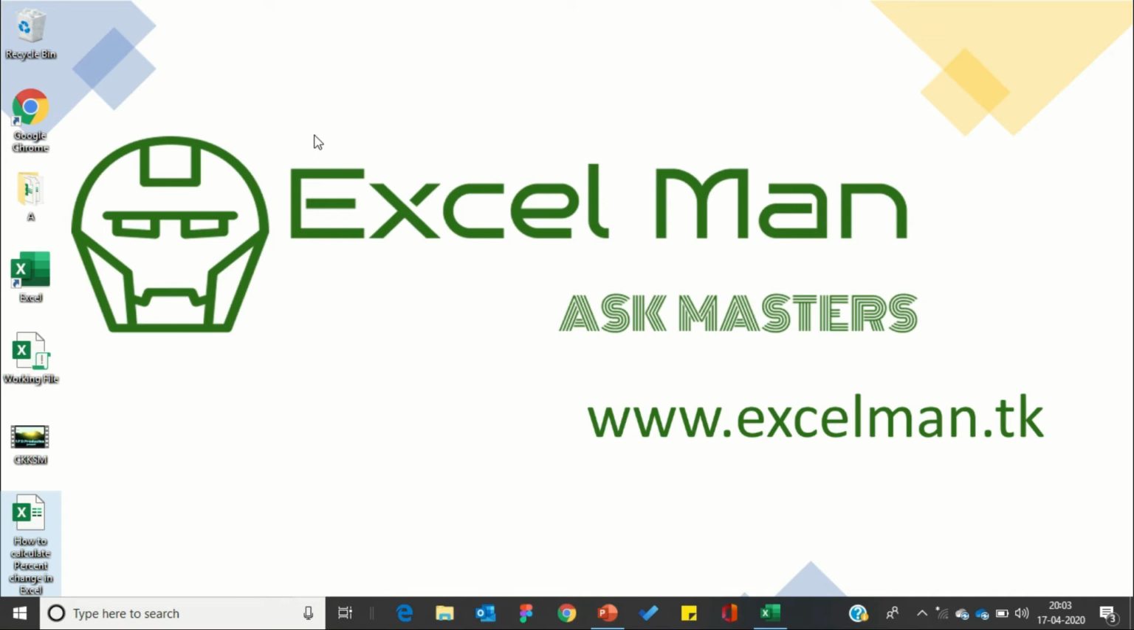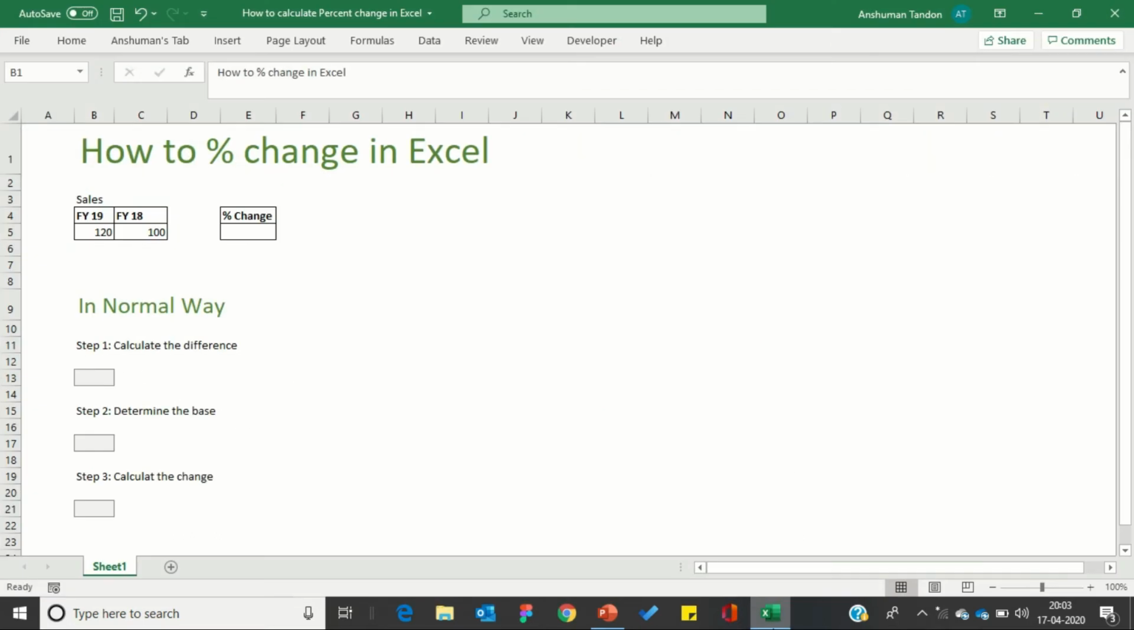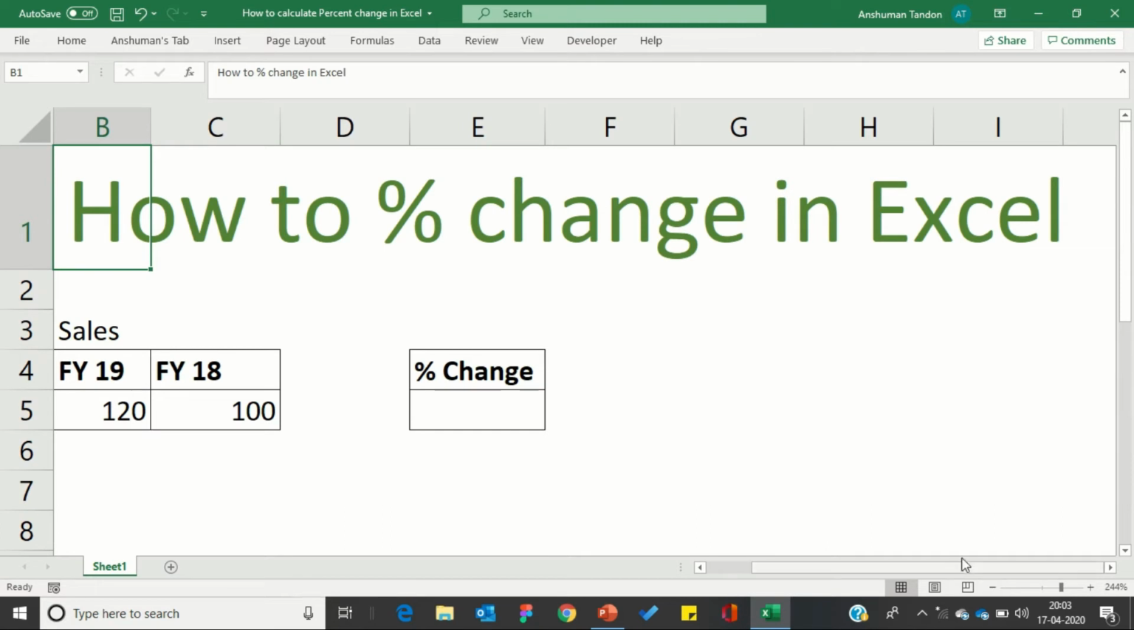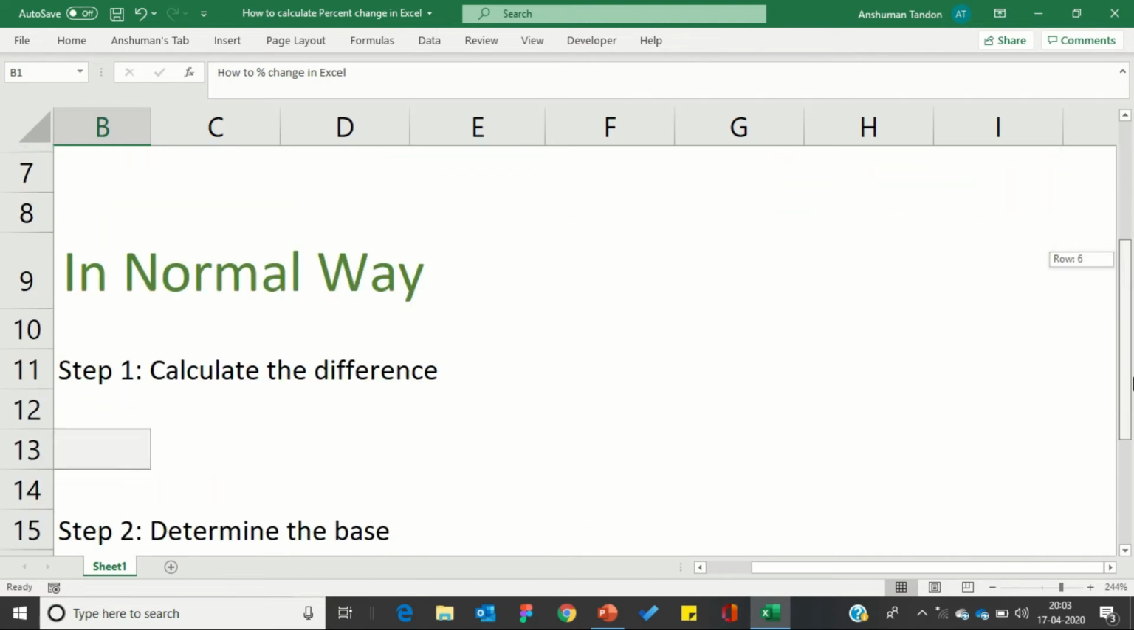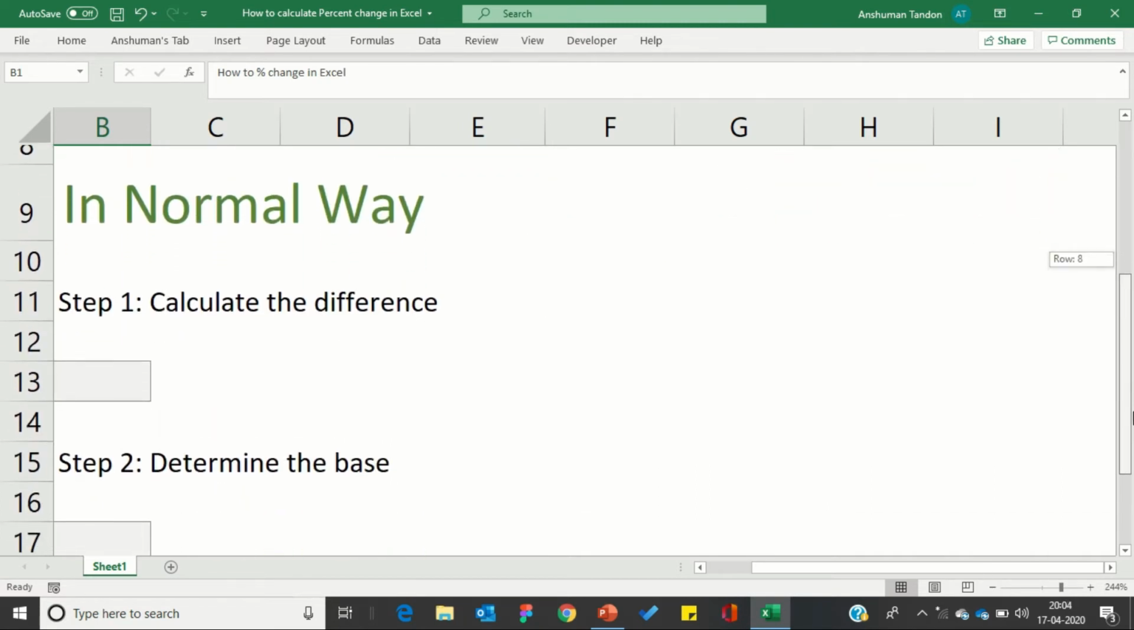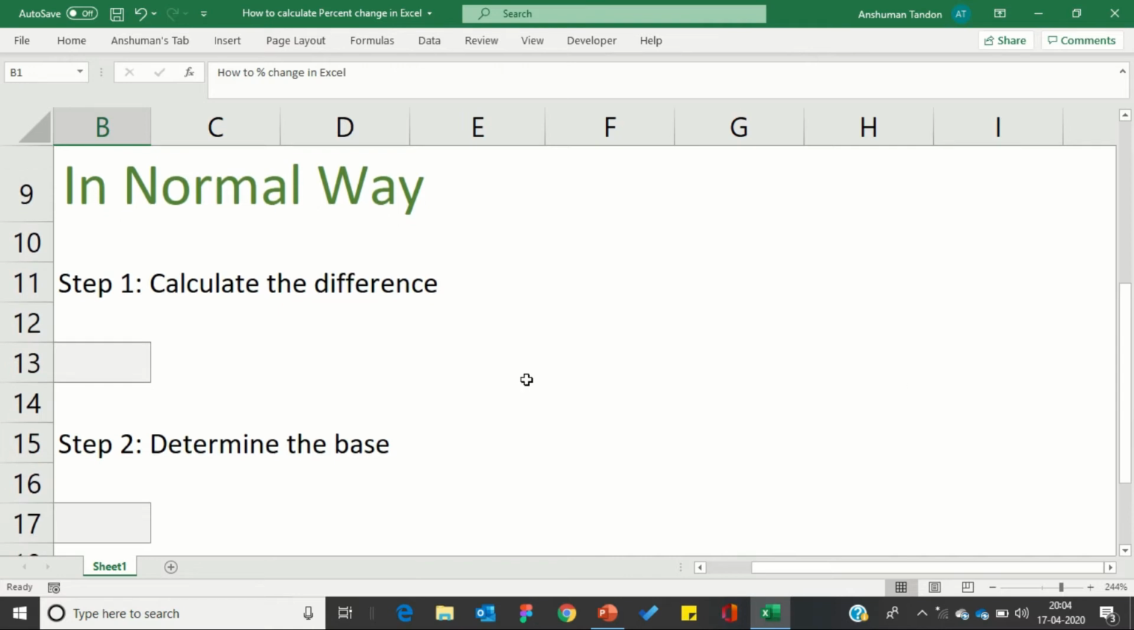In this video, we will learn how to show percentage change in Excel. So the idea of this video is how to show the percentage growth or decline between two figures in one cell in Excel. In the normal way, we follow these three steps to calculate the percentage change between two figures.